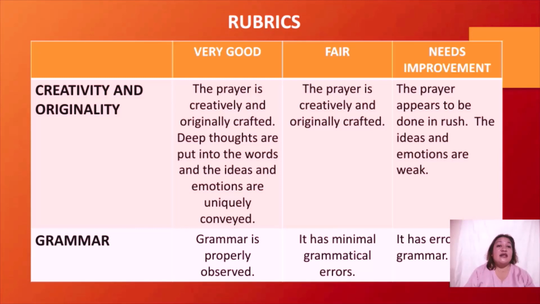Creativity and originality. For you to have very good, the prayer is creatively and originally crafted. Deep thoughts are put into words and the ideas and emotions are uniquely conveyed. For grammar, for you to have very good rating, grammar is properly observed. For fair rating, creativity and originality, the prayer is creatively and originally crafted. Grammar, it has minimal grammatical errors. And needs improvement if your prayer appears to be done in rush, the ideas and emotions are weak, and it has erroneous grammar.